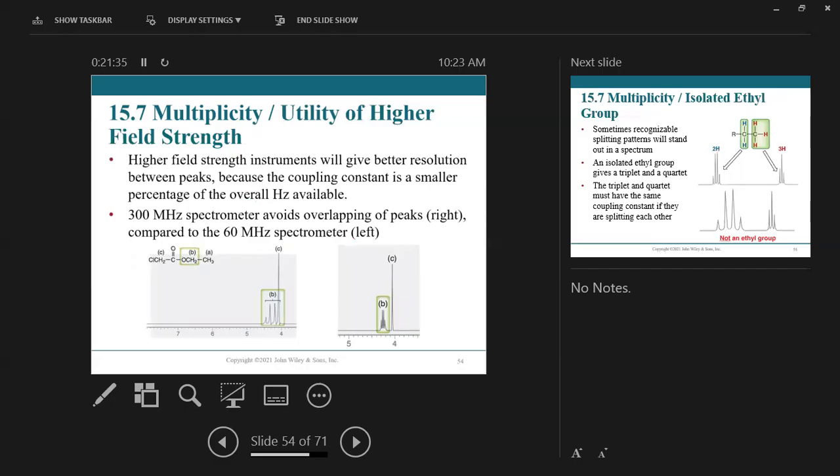So remember I talked about in the beginning, the bigger the magnet, the better the resolution. So they're talking about that here. Higher field strength instruments will give better resolution between peaks because the coupling constant is a smaller percentage of the overall frequency available.